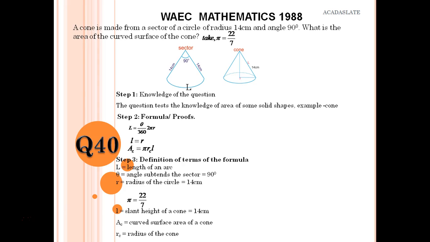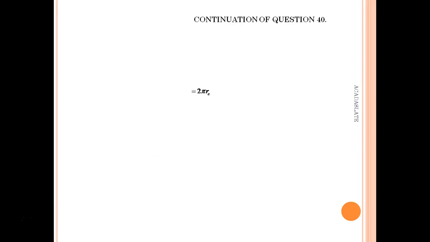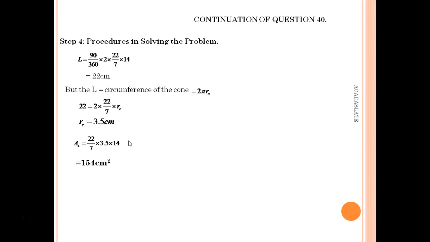So we are going to find the length of an arc of the sector and then equate it to the circumference of the cone. Then from there we find out what should be the radius of the circular base of the cone. All right, so let's substitute it there. We find that the length of an arc is equal to 90 over 360 times 2 times 22/7 times 14. If we simplify this, the length of an arc is equal to 22 centimeter.